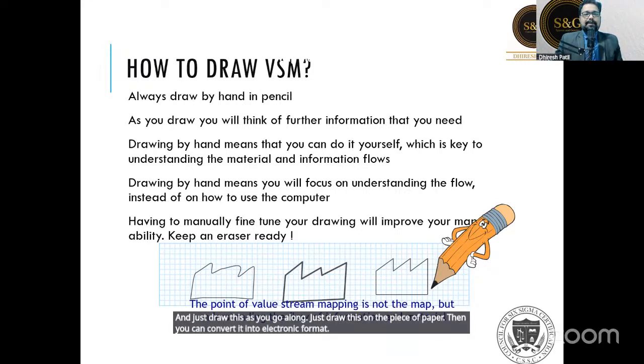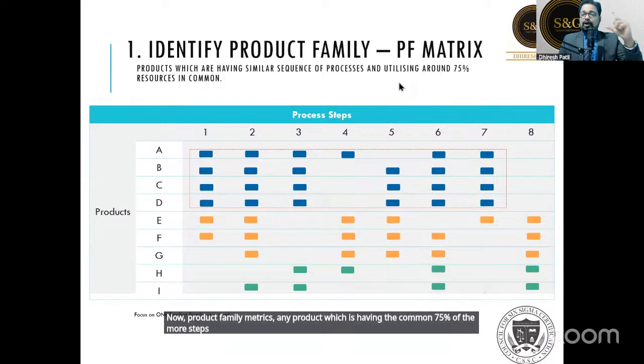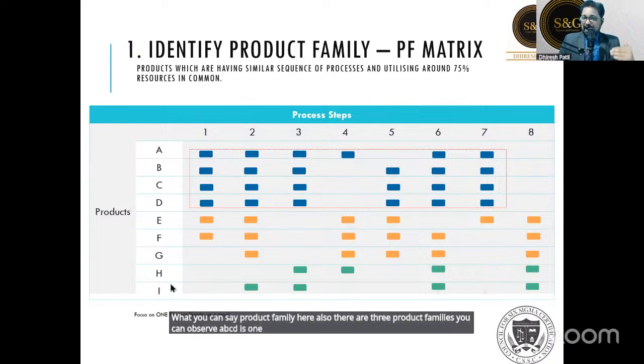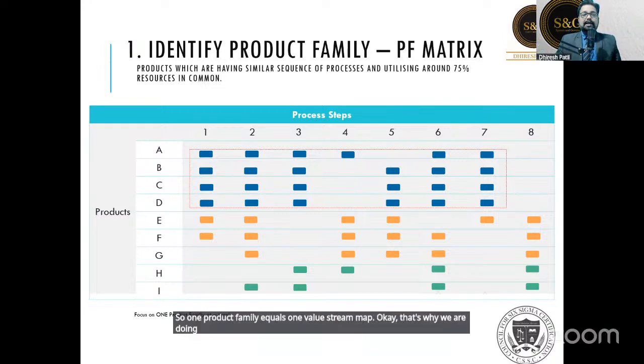Now, product family matrix: any products having 75% or more common steps are called a product family. I've already given you that example of the banking loan: business loan, home loan and loan against property as a common product family. Here also, there are three product families you can observe. ABCD is one, EFG is one, and HI is one. These are the three product families you can see by the color coding over here. So one product family equals one value stream map. That's why we are doing the product family matrix.